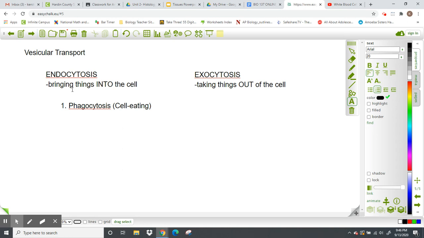Okay, amoebas do this when they eat. But white blood cells in your blood will engulf objects into their bodies to kill them, in order to kill bacteria and viruses.